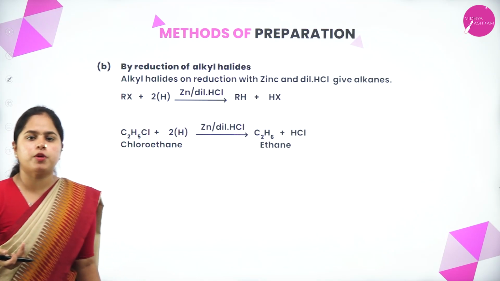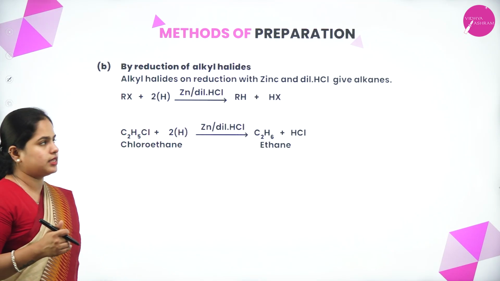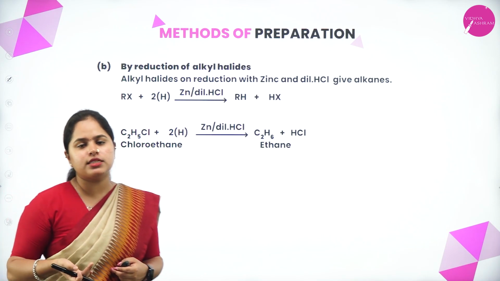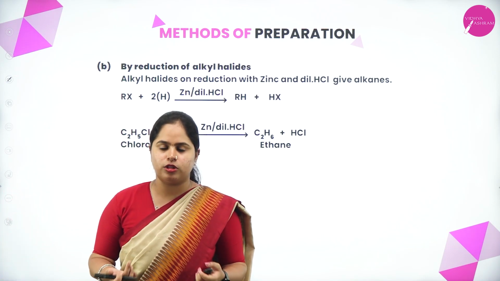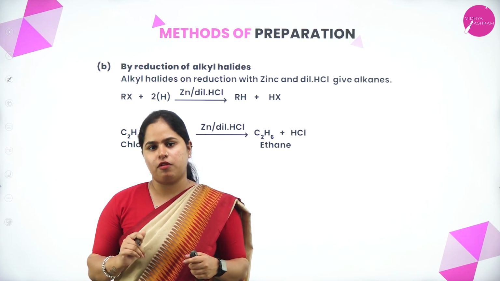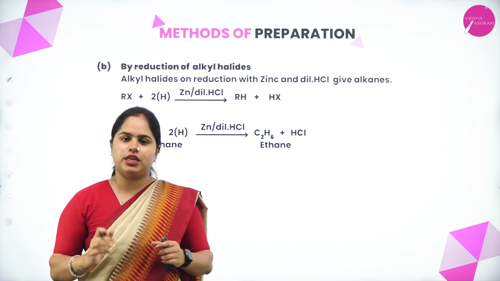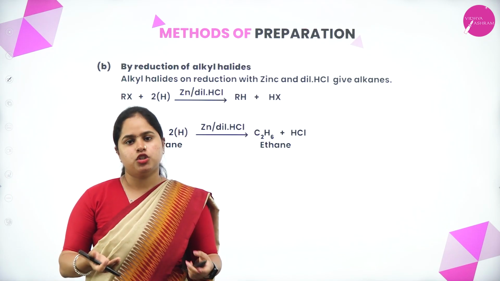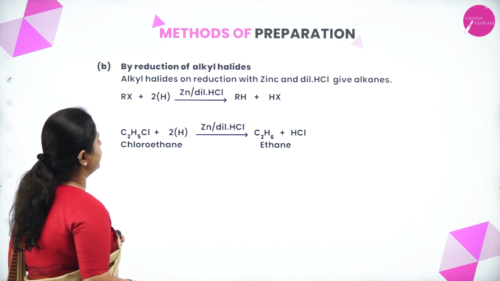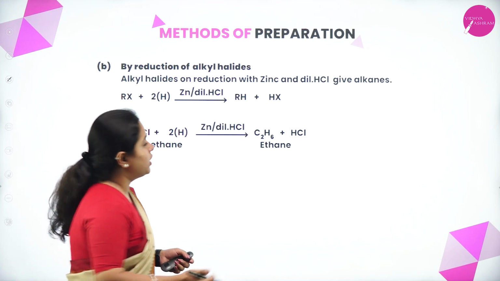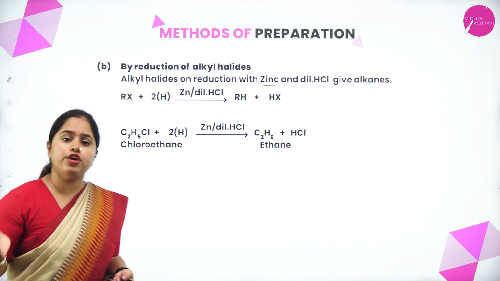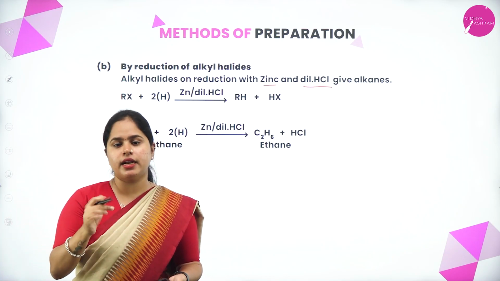Now, another method of preparation from alkyl halides itself is by the reduction of alkyl halides. What is reduction and oxidation? You already know this. Reduction means either the addition of hydrogen or the removal of oxygen. Here we are going to add hydrogen to alkyl halide and obtain alkane. Alkyl halides on reduction with zinc and dilute HCl give alkane. So you are going to add hydrogen in the presence of zinc and dilute HCl.